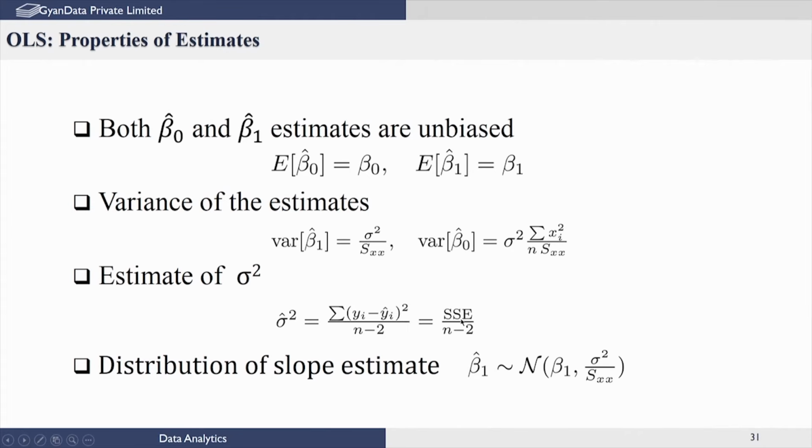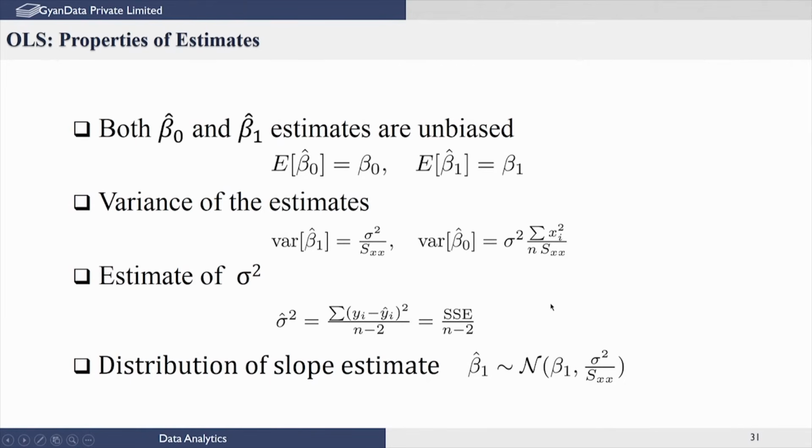If you substitute the sigma hat squared here, you can finally show that this is nothing but the unknown sigma squared divided by SXX. Okay. Sigma squared by SXX is the variance of beta 1 hat, which we have derived. Now, if you do not know sigma squared, you can replace the sigma squared with this sigma hat squared, SSE by n minus 2.